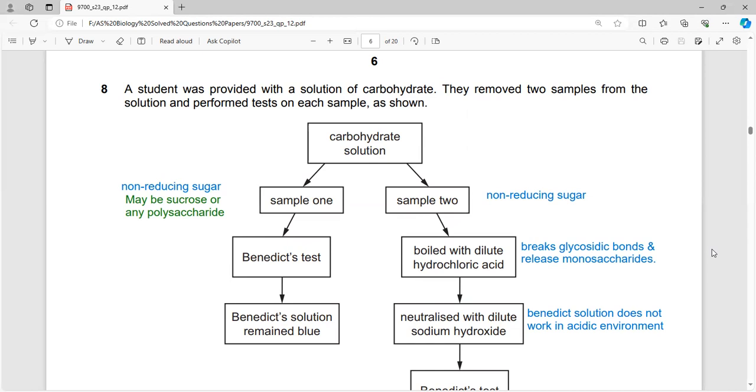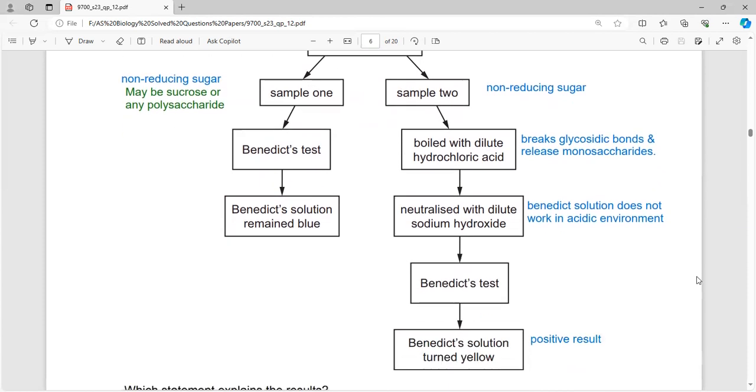Next, we have sample 2. In sample 2, we will add dilute hydrochloric acid. Why? Because hydrochloric acid can break down the glycosidic bond in the carbohydrate, and this will release monosaccharides, meaning reducing sugar. Then we will neutralize the acid with sodium hydroxide, a strong base. Why? Because Benedict's solution does not work in the presence of acid. Then we add the Benedict's solution, and the result will be positive. So it means that it is a reducing sugar.